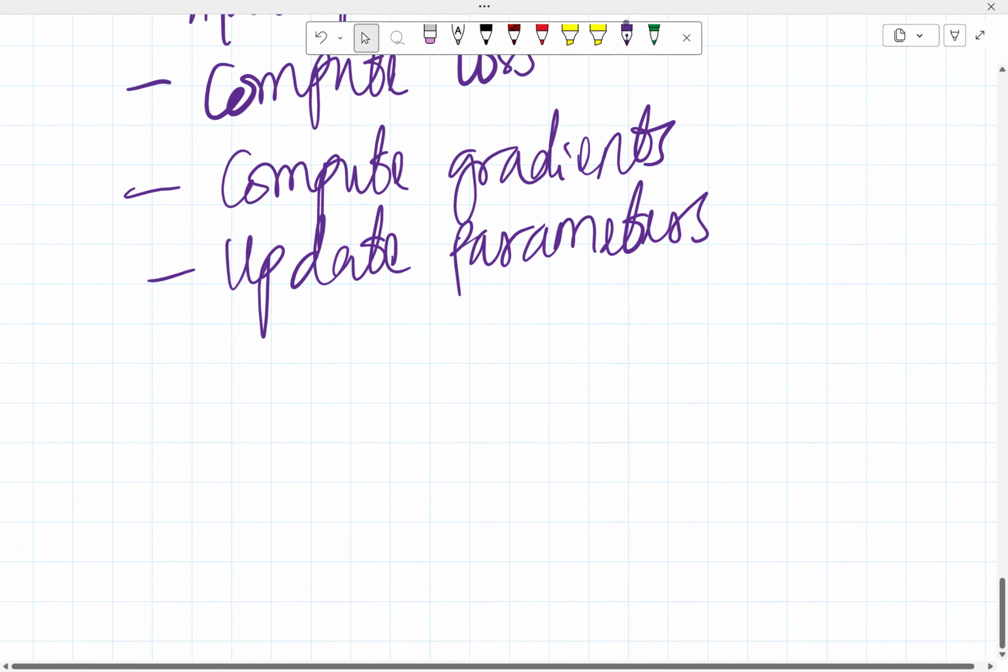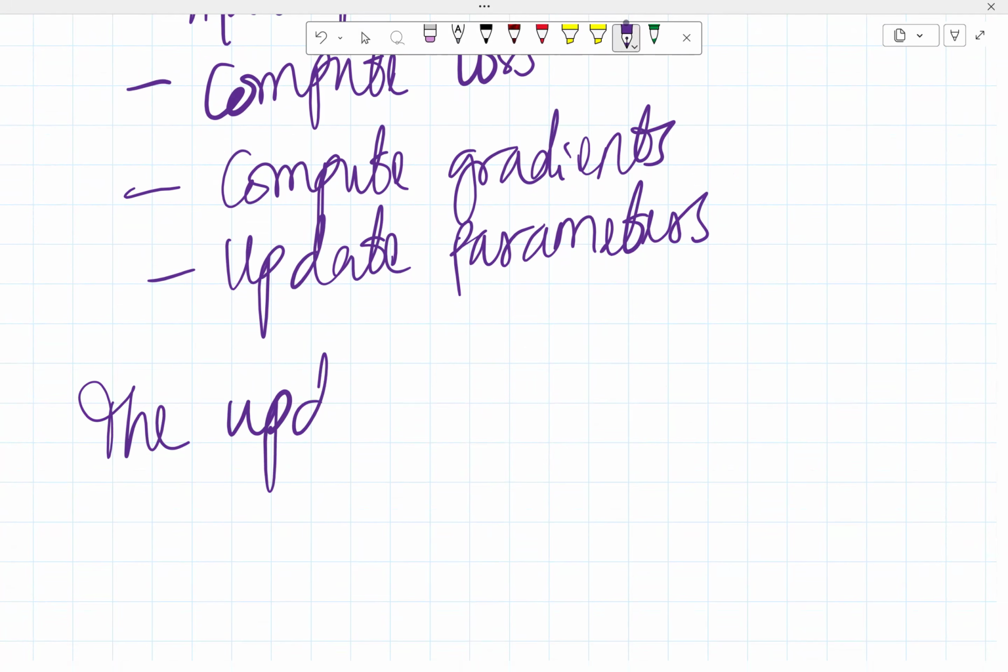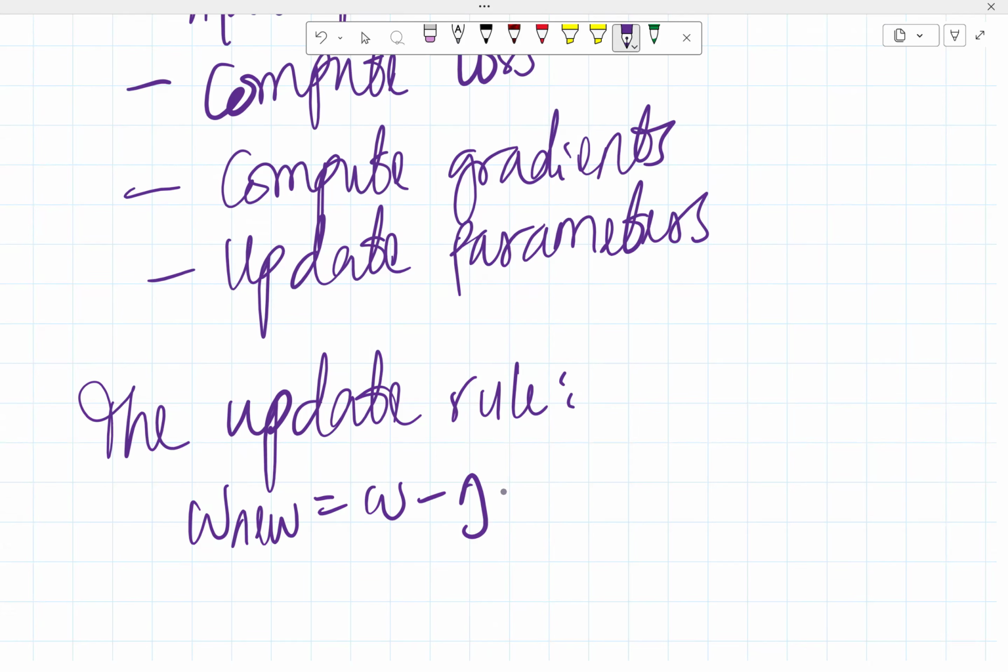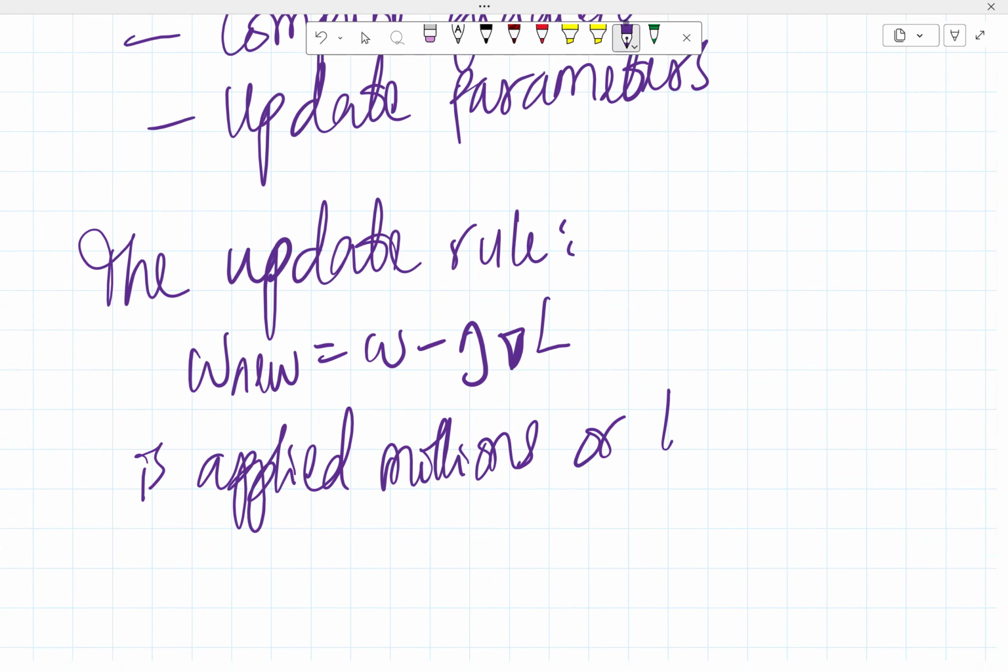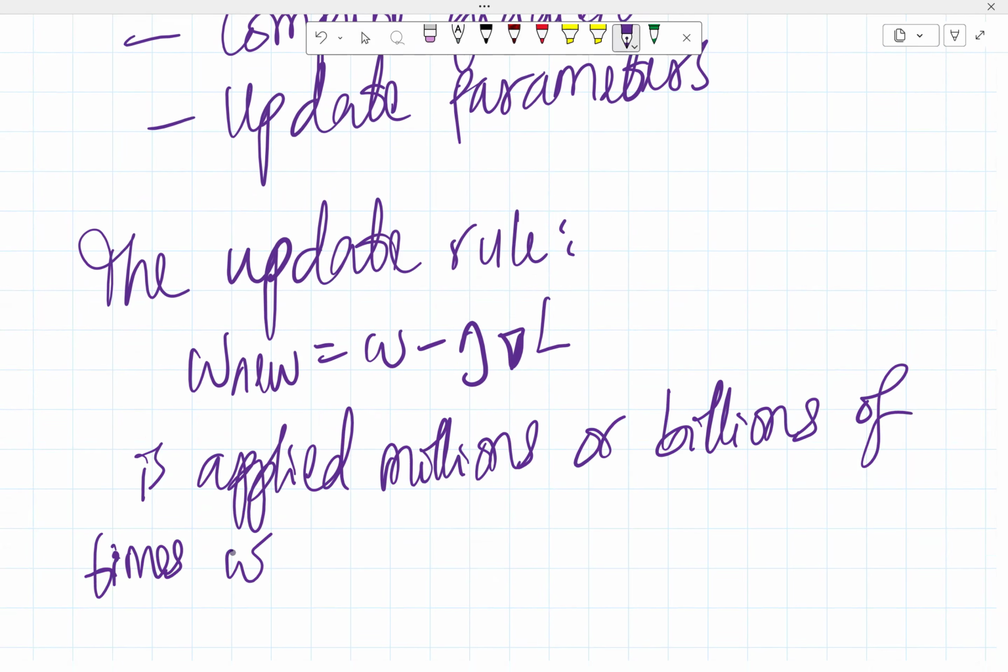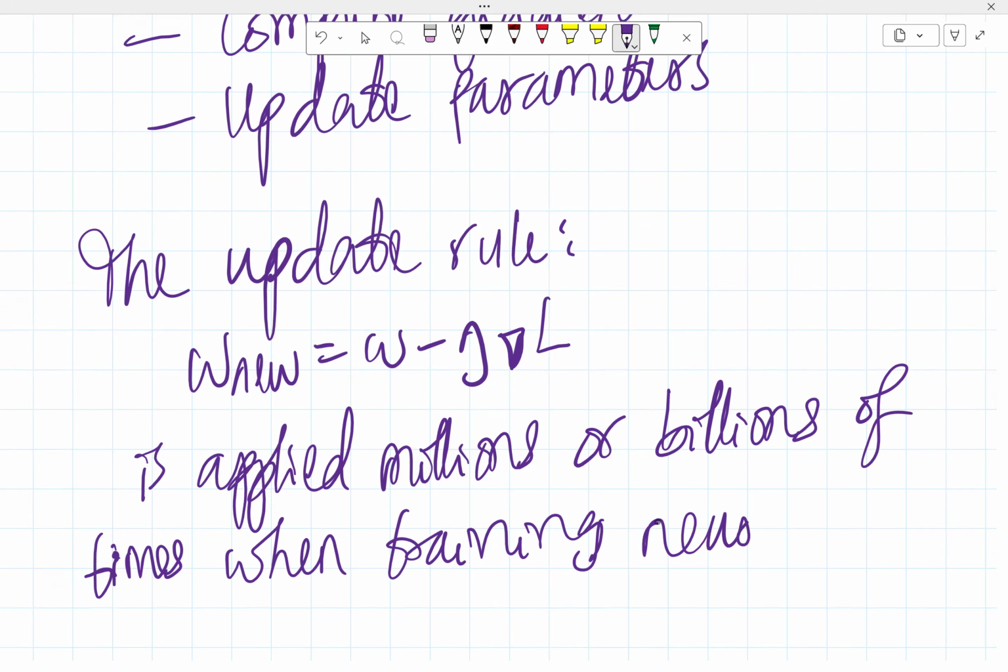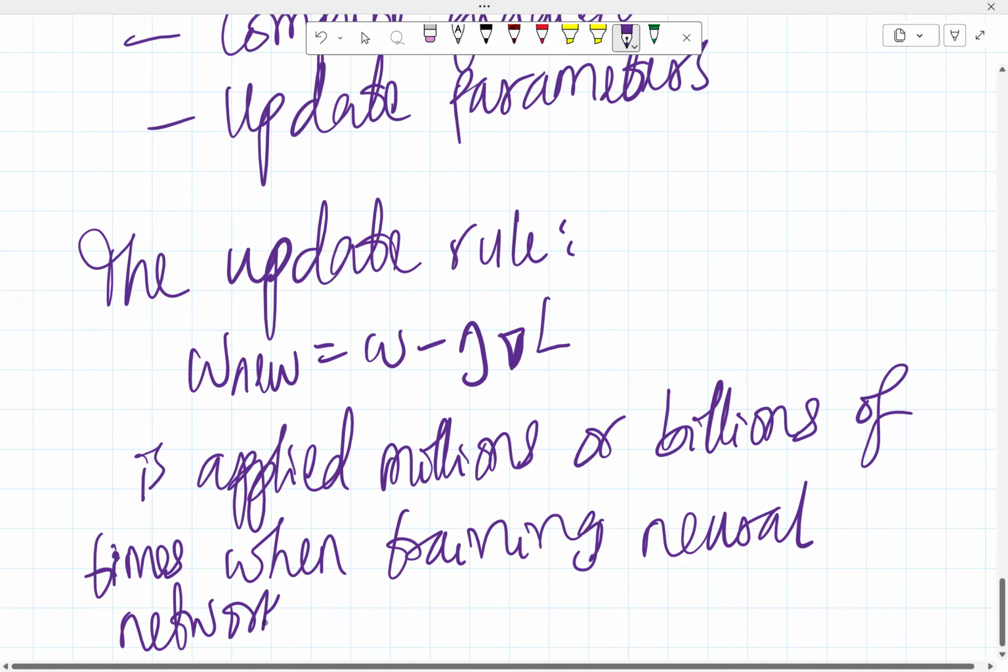Then we have the update rule. The update rule is this: W new equals W minus eta grad L. This is applied millions or billions of times when training neural networks and LLMs. Okay, that's why that's important.